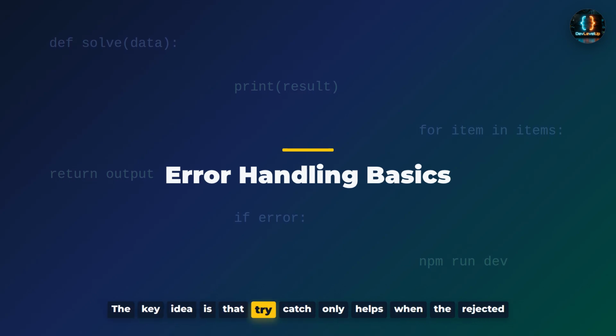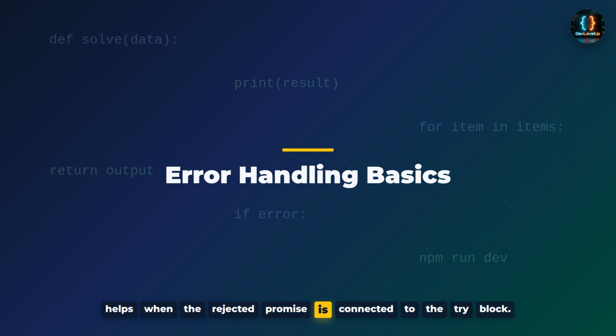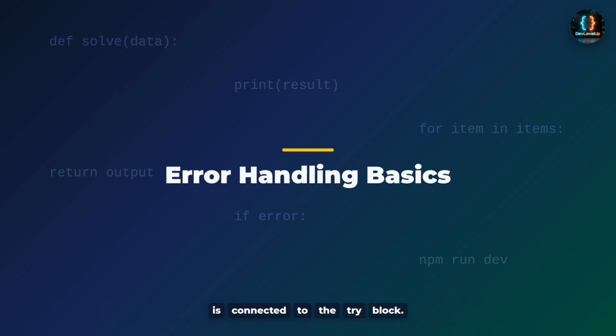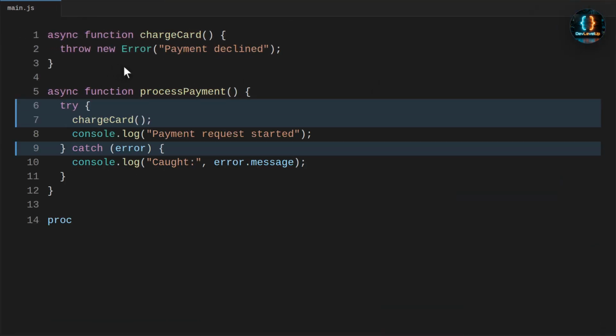The key idea is that try-catch only helps when the rejected promise is connected to the try block. Imagine a payment API fails and we want to show a clean error message. This code has a try-catch, but chargeCard is called without await. Now we run it and the failure escapes the catch block.